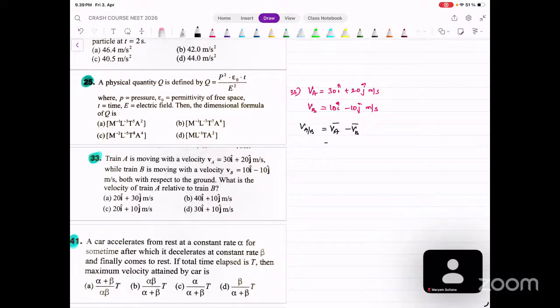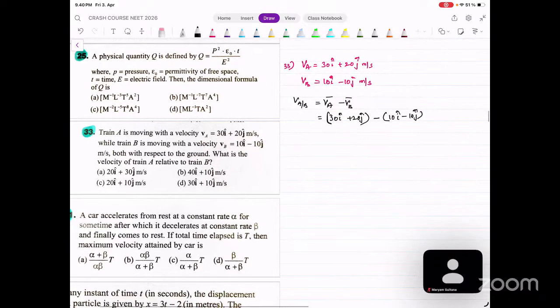So I hope you can do this calculation. आप लोग कर लीजिए. 30 i cap plus 20 j cap. This is minus 10 i cap minus 10 into j cap. ठीक है? All the items you can take on one side beta. So it is right now for me 30 i cap minus 10 i cap. So this is 30 minus 10 i cap will be common. Then plus, this is 20 minus of minus, it will become plus this 10 j cap.